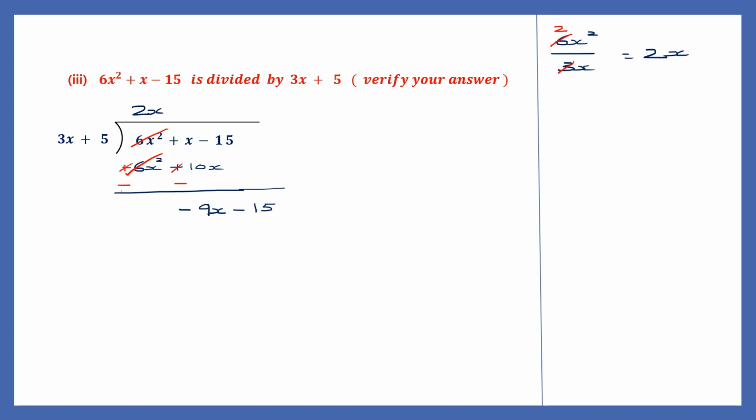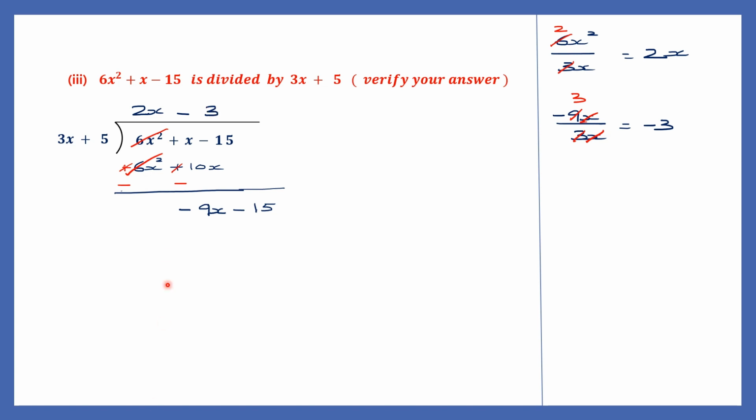So that will be minus 9x divided by 3x. The sign is minus. We can cancel 3 and 9. 3 ones are 3, 3 3s are 9. We can cancel x and x also. So we just have minus 3. So we'll write that in the quotient here, minus 3.